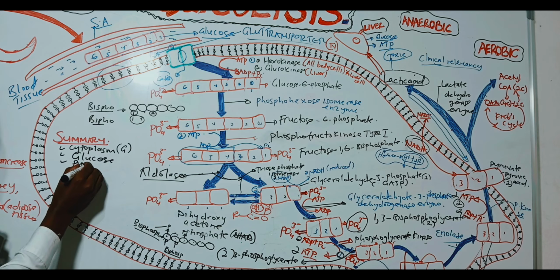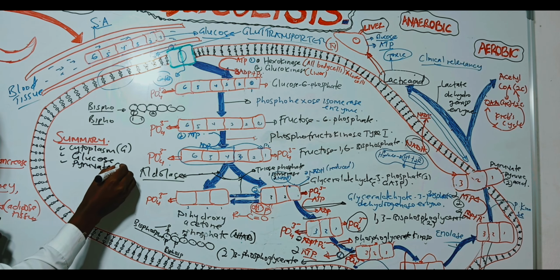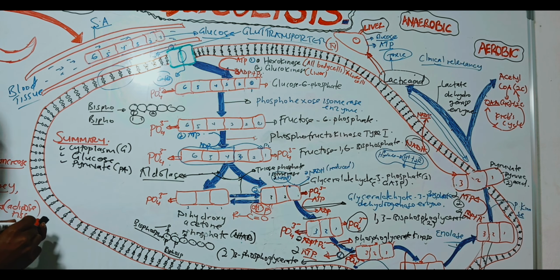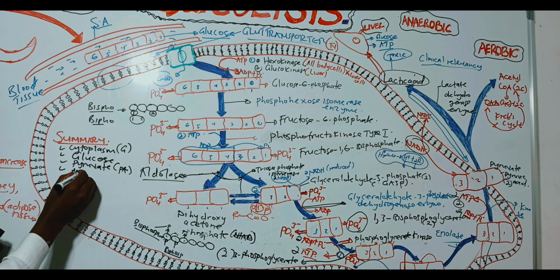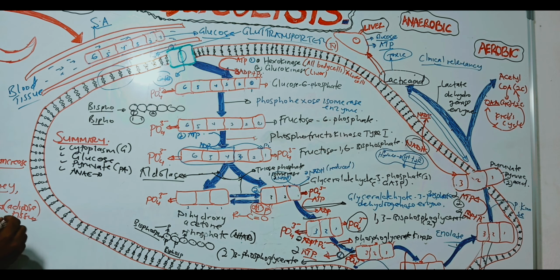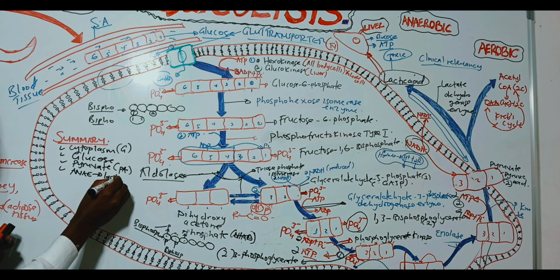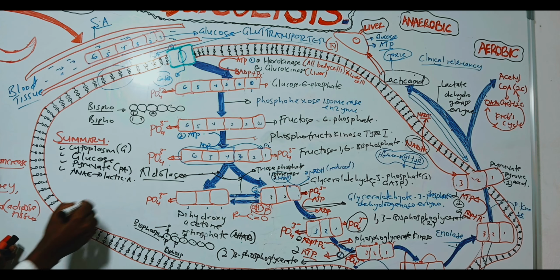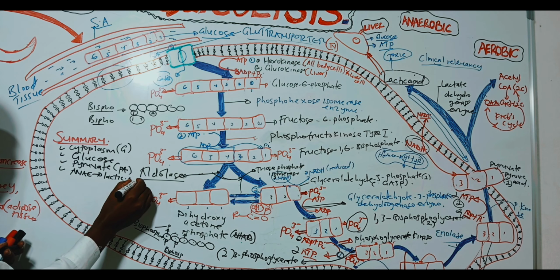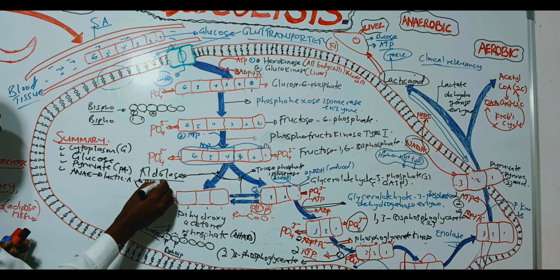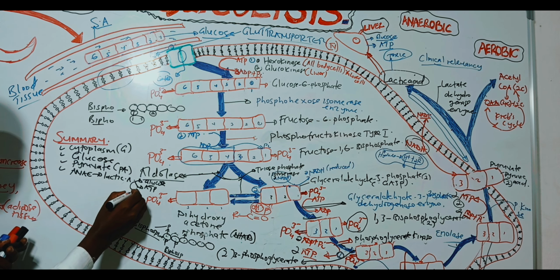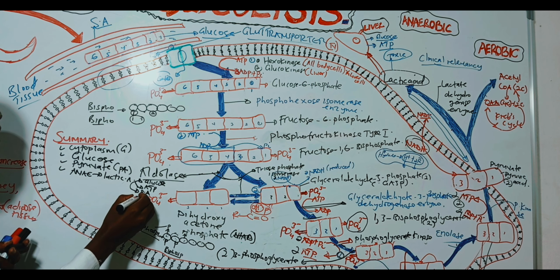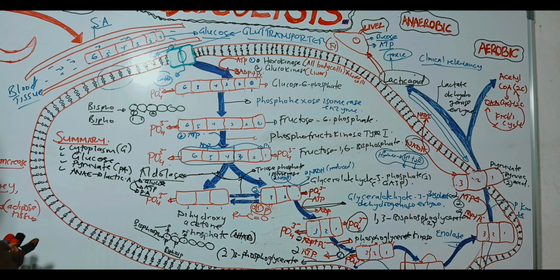Pyruvate, also called pyruvic acid. So what is now going to happen to this pyruvate during anaerobic respiration? This is going to give us what we call lactic acid. This lactic acid is toxic, so it is going to be converted into glucose. It can also be converted into ATP, and some can be converted back into pyruvic acid, so that when oxygen is present, it can go back into the Krebs cycle to give more energy.